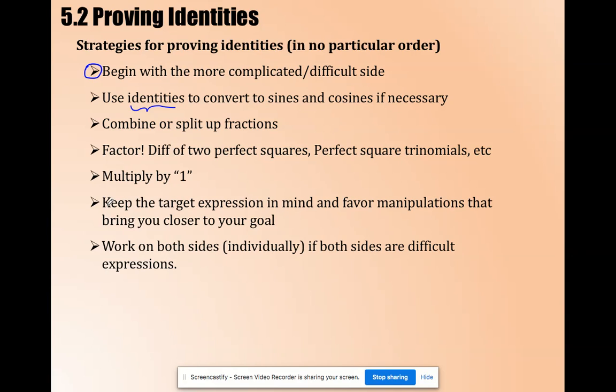Which is what we did in the previous video. I simplify, AKA rewrite one side. I typically try to write into sines and cosines most of the time. Sometimes I combine fractions, sometimes I split them up. Oftentimes factoring, your Algebra 1 factoring, difference of two perfect squares, perfect square trinomial, all of those patterns, your x squared minus y squared pattern, your x squared plus or minus 2xy plus y squared pattern.